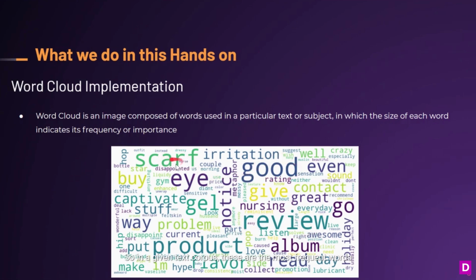So in a given text corpus, these are the most frequent or most repeated words in that particular text corpus. By this word cloud, we get a good picture about the particular text. You can clearly say that this particular text or paragraph is speaking about a product, review, good, scarf, etc. So by this we can form an intuition that this particular paragraph is actually a product review, something talking about a scarf, good, etc.